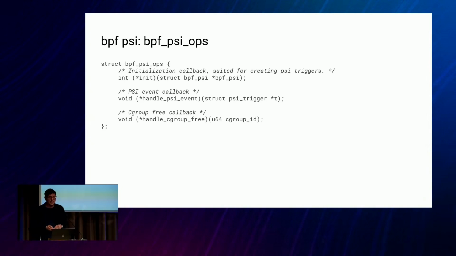The second callback is called handle PSI event, and as you can imagine, it's called every time a PSI trigger is fired. I forgot to say, polling some values from a BPF program is not very handy. So in order to use PSI from BPF, luckily we have a thing called PSI triggers. It's basically a way for a user space program to predefine some window and threshold value so that the kernel will send an event to the user space program when this threshold is reached.